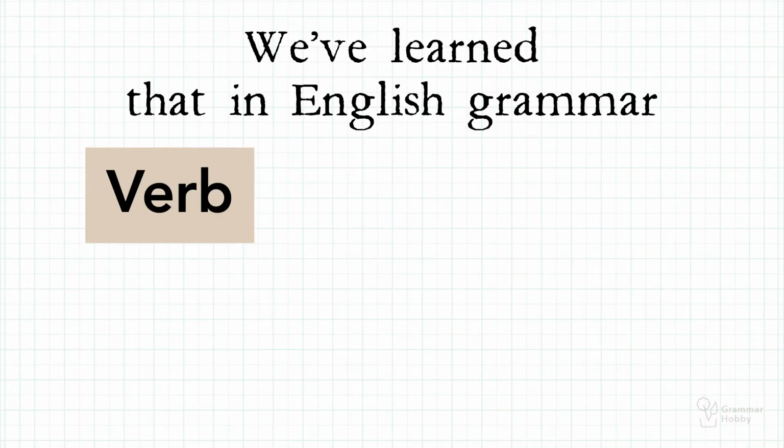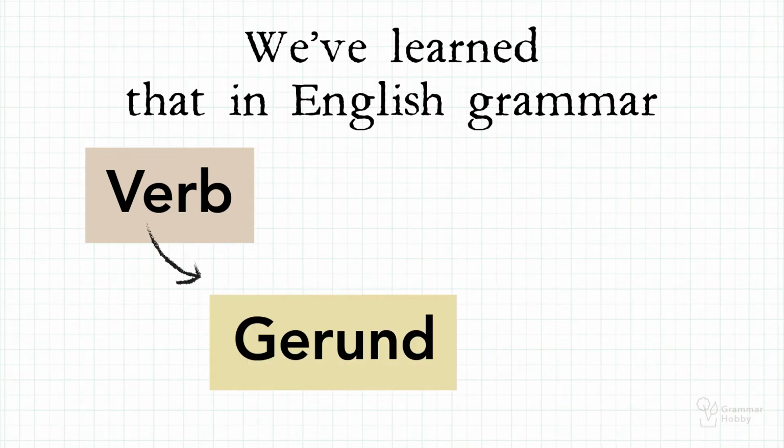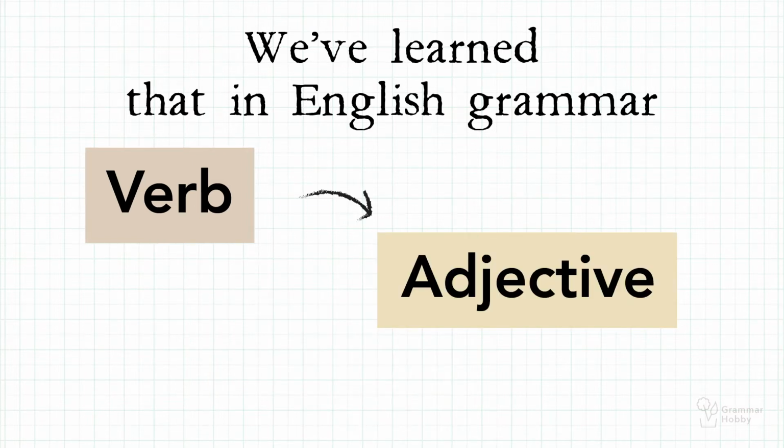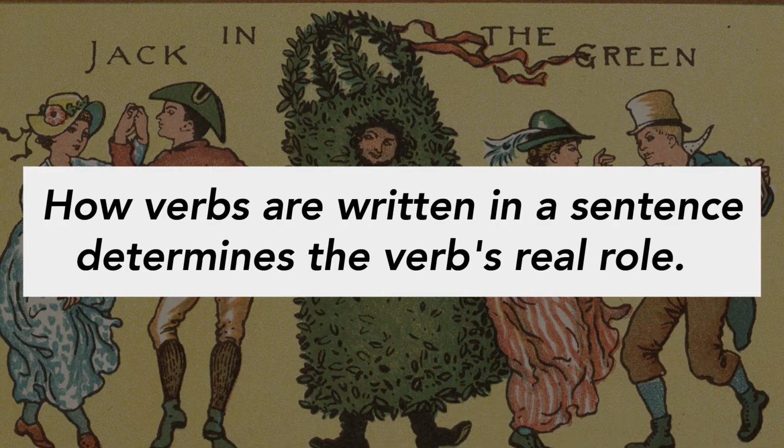We've learned that in English grammar, a verb is not forever a verb. We've seen how a verb could act as a noun, which is called a gerund. Verbs could also act as an adjective, called a participle, which we will discuss today. How verbs are written in a sentence determines the verb's real role.